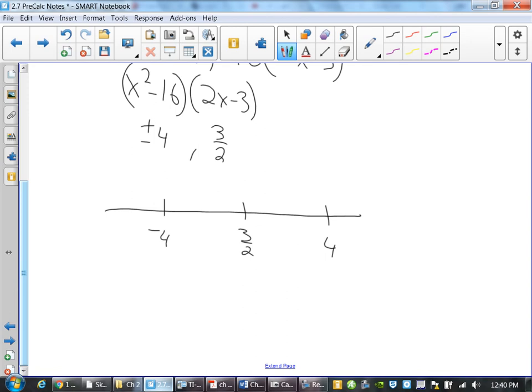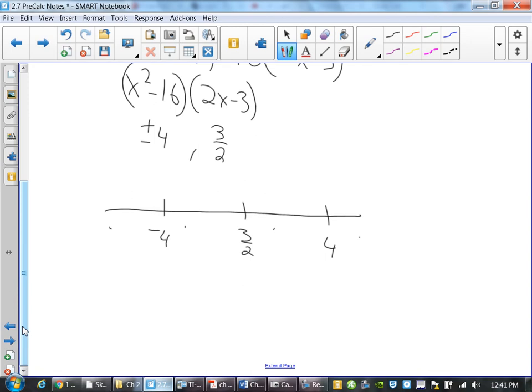Which means we're going to have how many spots to test? 4 little spots. So you have testing spots to check now. Okay? It's totally up to you which values you use. It's going to be completely up to you.